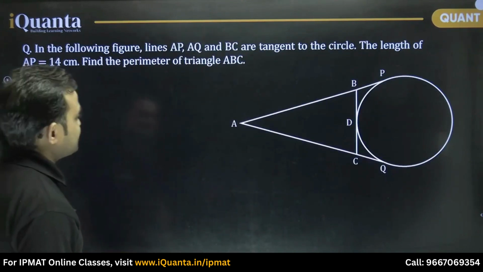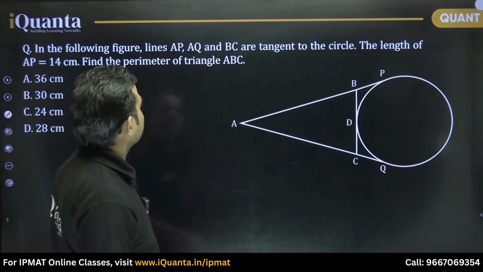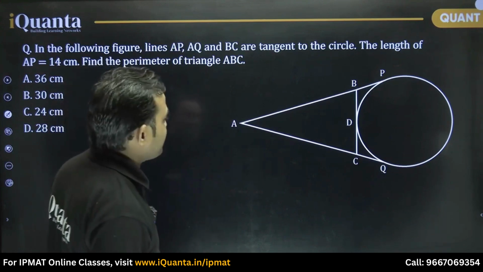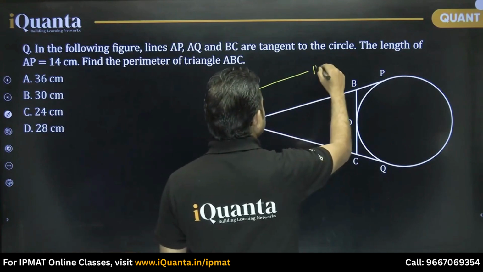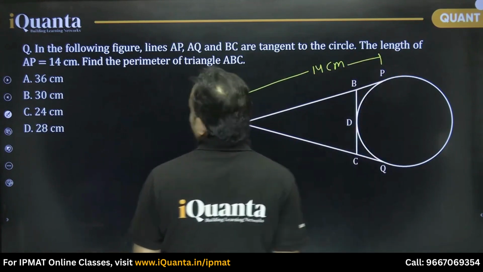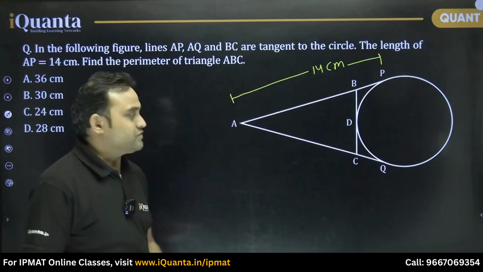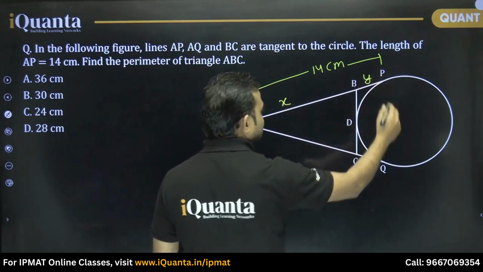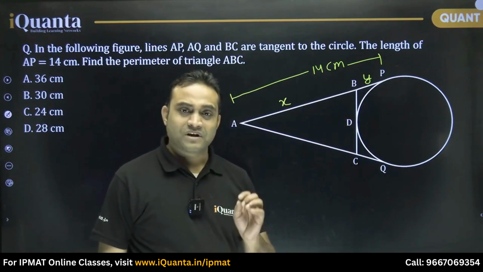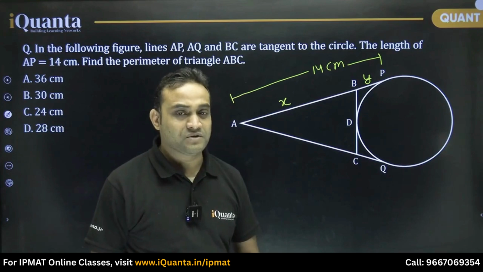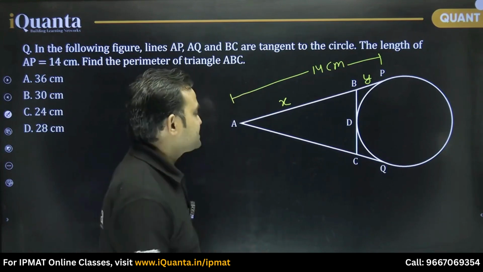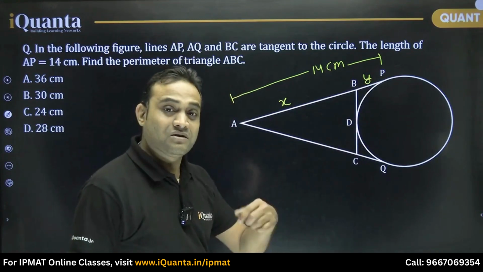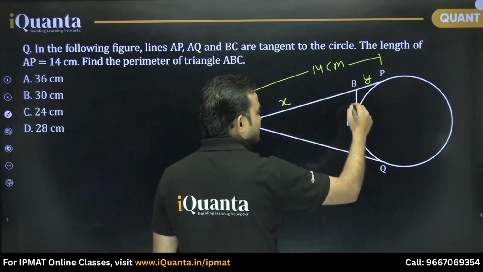Now the second question is saying, in the following figure, lines AP, AQ and BC are tangents to the circle. The length of AP is 14 centimeter. This whole length is 14 centimeter. Find the perimeter of the triangle ABC. So what we can say, if I take AB as X, BP as Y, now we know that the tangents drawn from the same point are always equal, right, on the same circle. So if BP and BD are the tangents drawn from the point on this circle, can we say if BP is Y, BD is also Y?